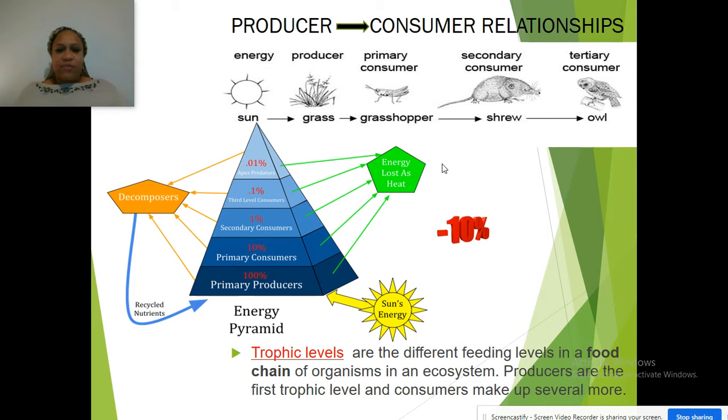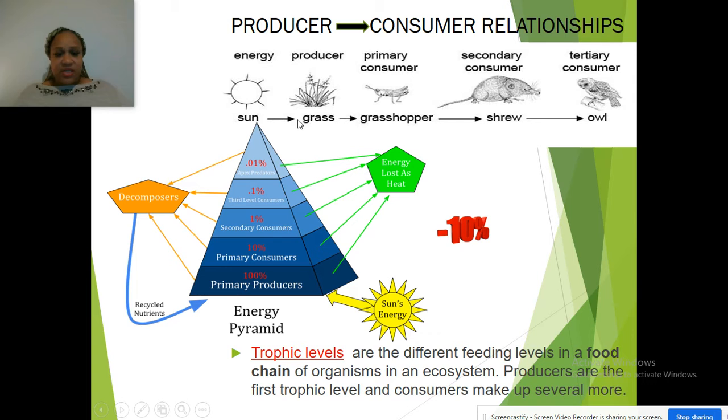All right, so we have the producer-consumer relationships. This picture right here pretty much gives you a good idea of how that looks. Your main source of energy is coming from the sun. The grass is going to be the producer, right? It's taking all of that energy. Then the grasshopper is going to eat the grass. Then you have the shrew, it's going to eat the grasshopper. And then you have the owl, which is going to eat the shrew.